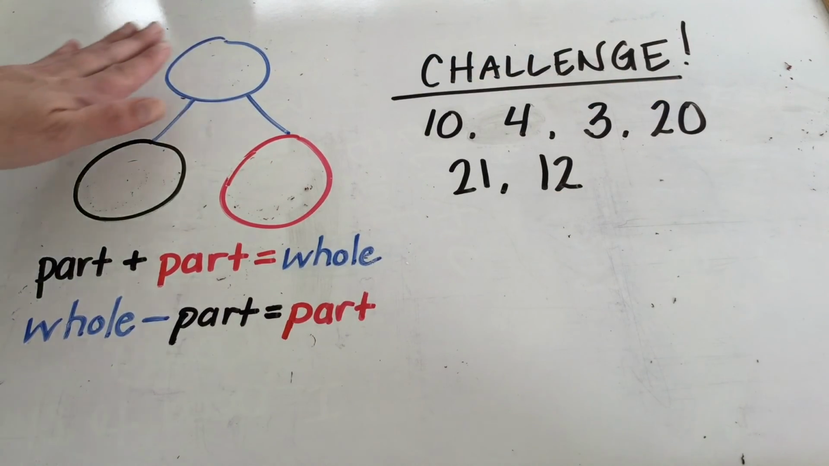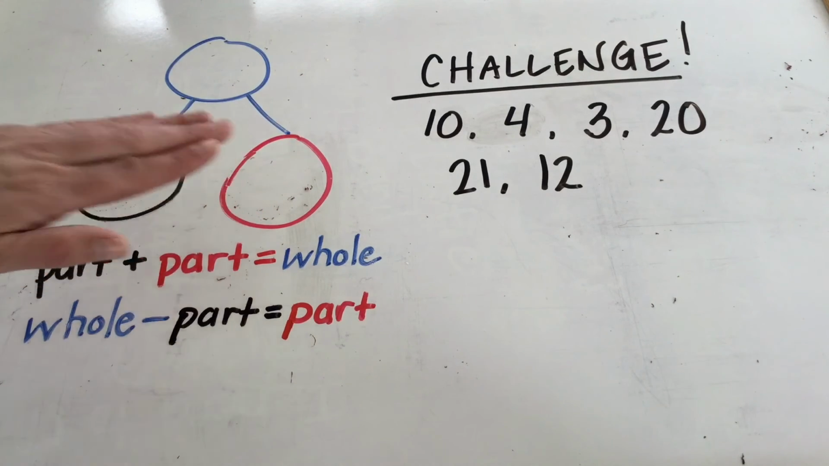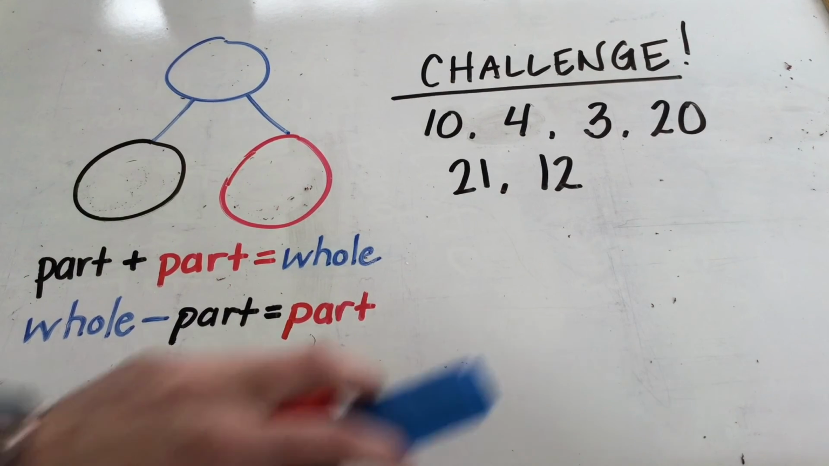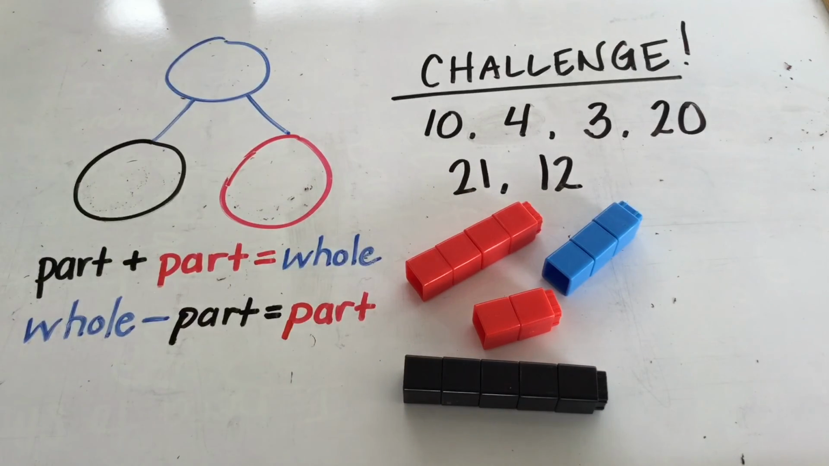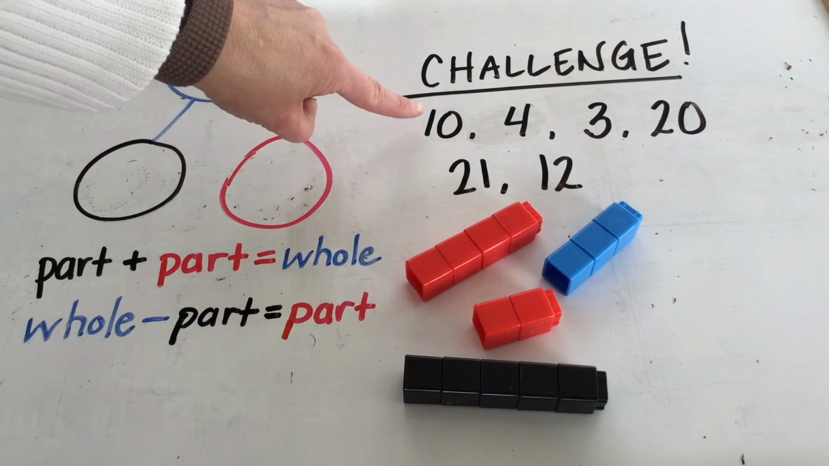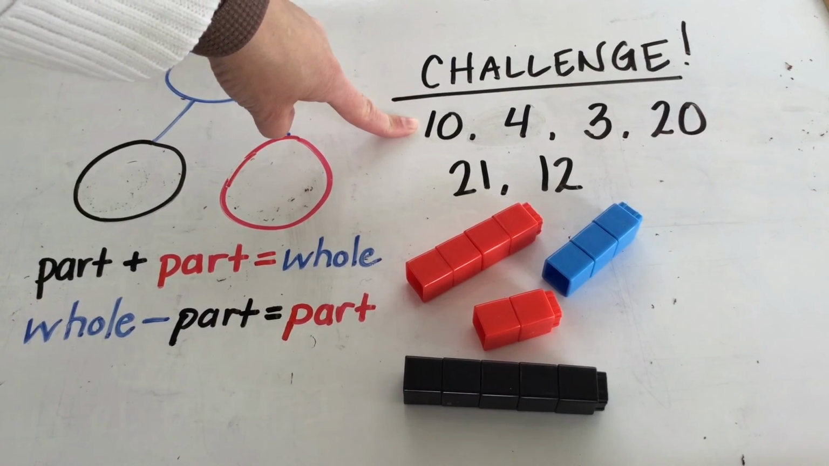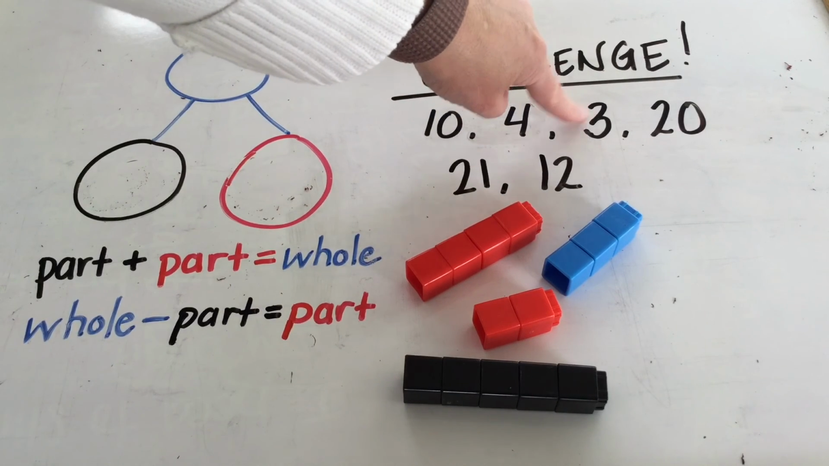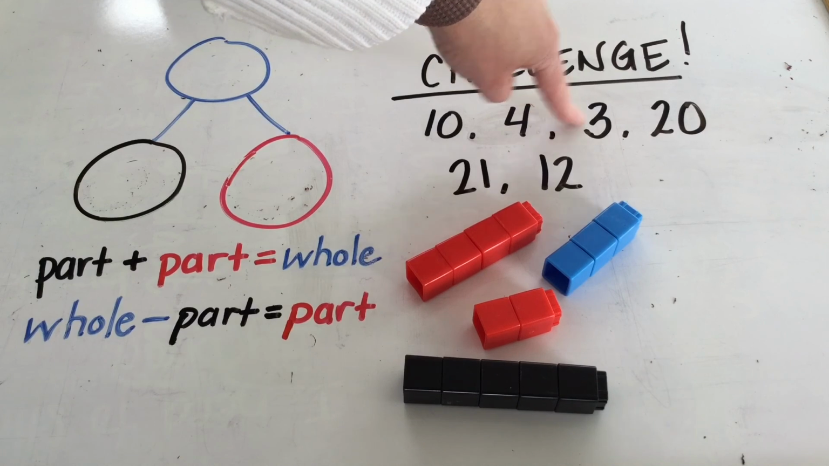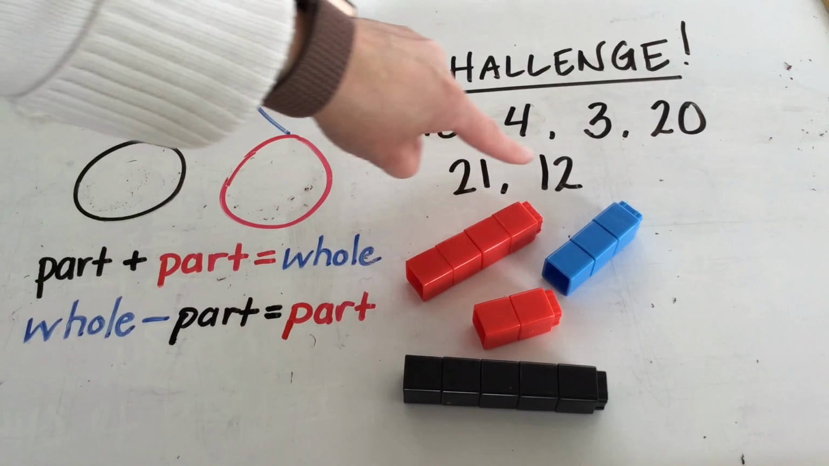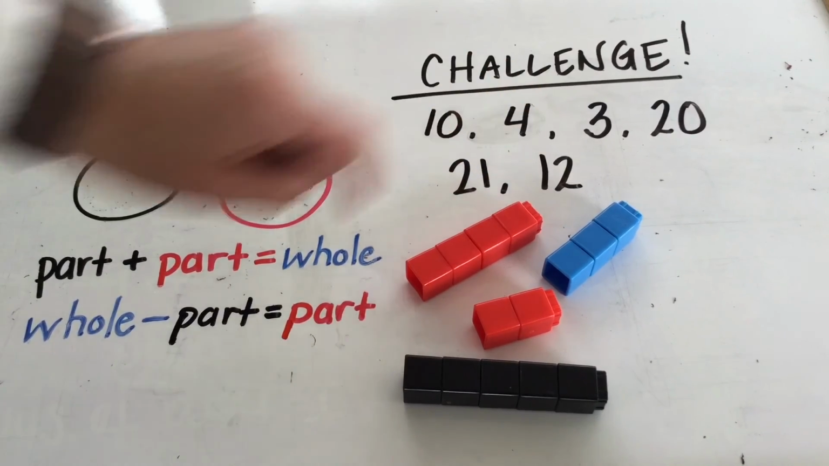Now it's time for a math challenge. Using my number bond, part plus part equals whole, and whole minus part equals part, using your math tools and using some grit, can you find all of the parts that make up 10, 4, 3, 20, 21, and 12? Don't give up. Use your manipulatives, write in your number bond, and write your subtraction and addition sentences.